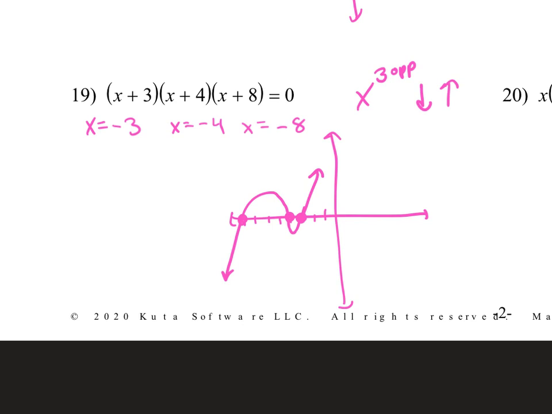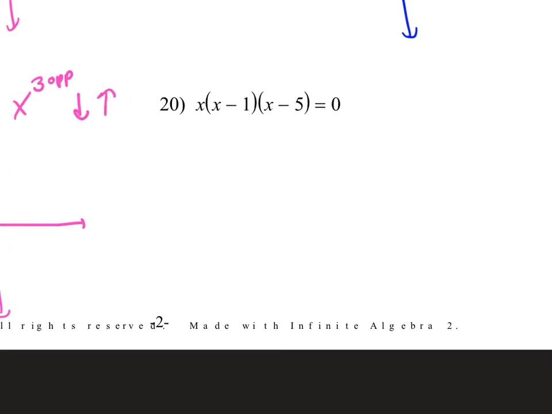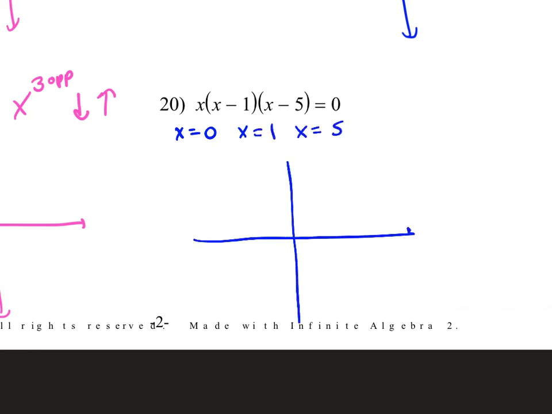Any questions here? No. Alright, number 20, last one. What did you guys get for the x's? Awesome. X is equal to 0, x is equal to 1, and x is equal to 5. So we put our points on our graph. So we have a point at 0, 1, and 5.